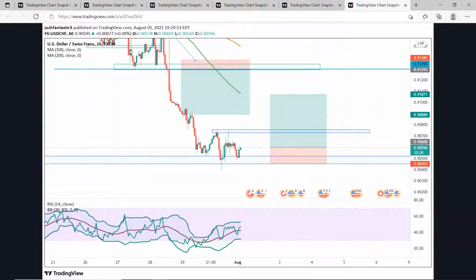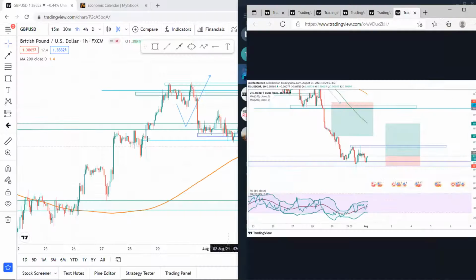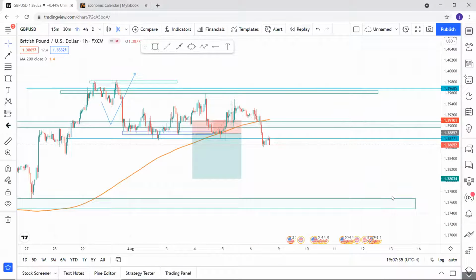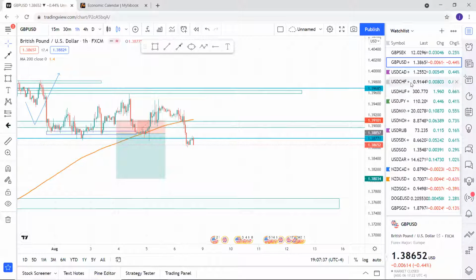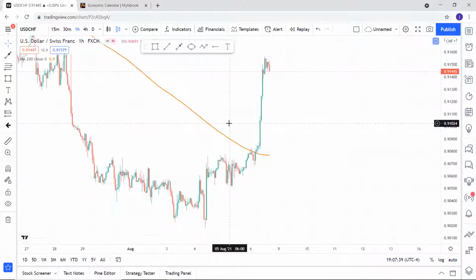We have USD CHF. As you can see, we did come into sort of a support right here after this bearish run. So at this point, I was looking for some retracement from this level here. Let's just pull that chart up very quick. USD CHF.